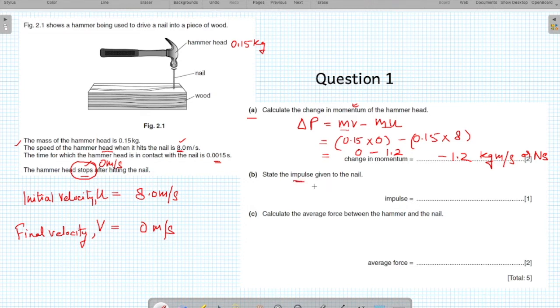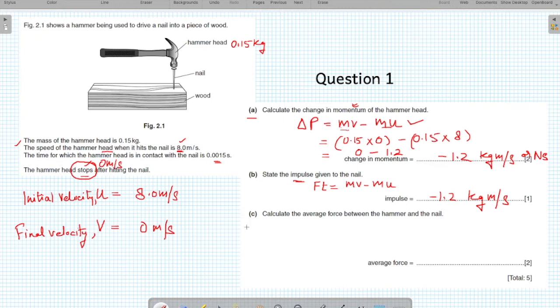State the impulse given to the nail. What is impulse? The formula for the impulse is Ft. And Ft we know as mv minus mu. mv minus mu we have already calculated in the first part. So you get the same answer here as well, which is minus 1.2 kg meters per second.